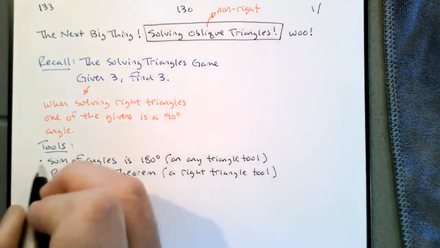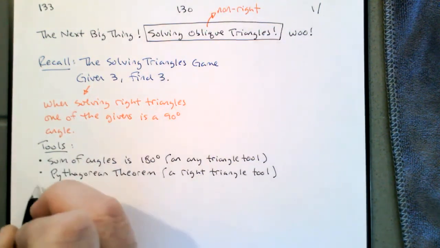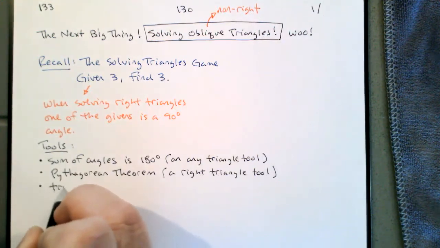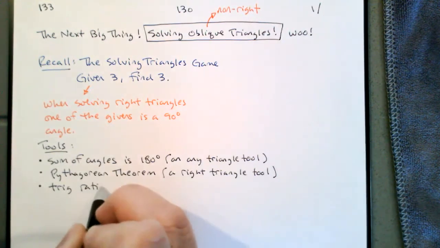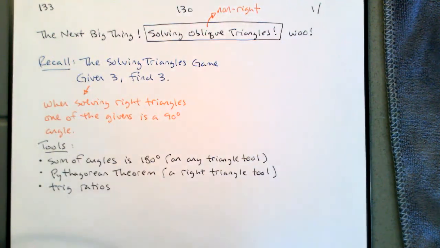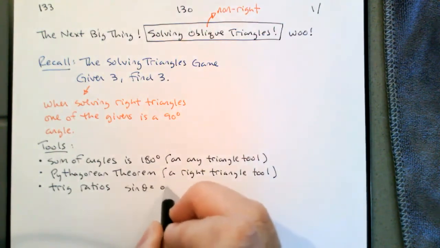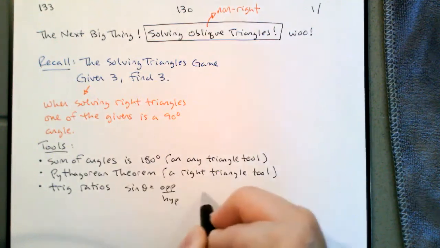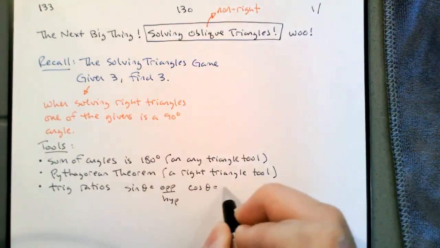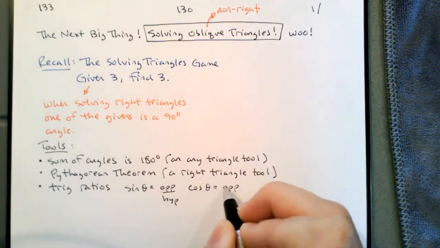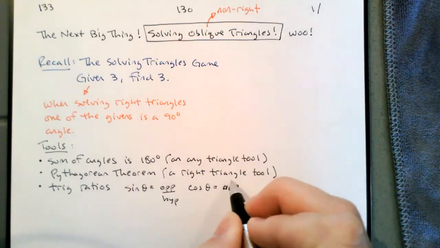And we had our trig ratios. This is also a right triangle tool. Mainly the 2 big ones, sine and cosine, involve the hypotenuse, and that means we need a right triangle. If we need a hypotenuse, we need a right triangle. But we have the trig ratios. Sine theta is opposite over hypotenuse. Cosine theta is adjacent over hypotenuse.